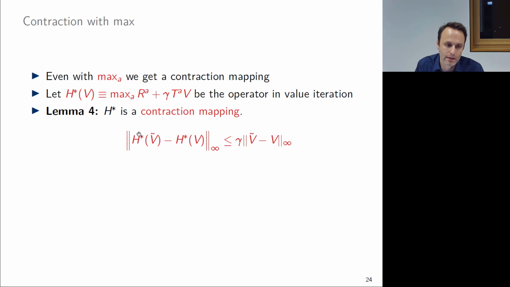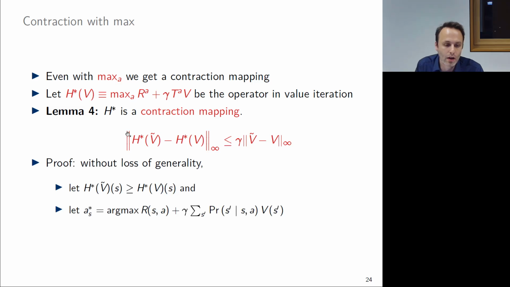And now we can write up lemma 4. So H star is going to be a contraction mapping. So we write up the maximum distance between the two estimates, and that's going to be smaller or equal than gamma times the maximum distance of the two estimates as well. Now here we can just assume without loss of generality that the policy operator at the optimum with V tilde is larger than the one without the tilde, and the policy that we extract in the current state is just the A star S.